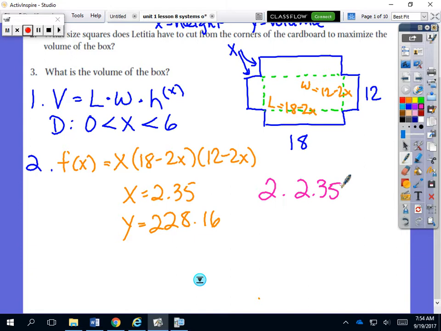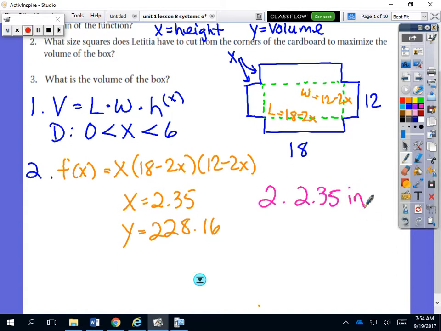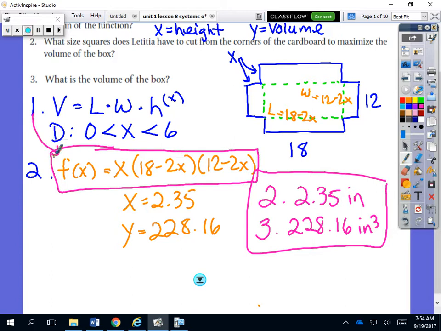2.35 inches. And the answer to number 3 would be 228.16 cubic inches. So the answer to number 1 was actually this, the function. This is the answer to number 1. This is the answer to number 2. This is the answer to number 3.